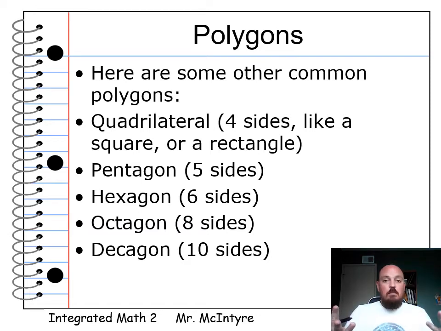Now, there's a name for every single one of them. Like a 7-sided polygon is called a septagon, and a 9-sided is a nonagon. But these ones that I've listed on the slide are the most common ones, and those are the ones that I think you should know. So if we're talking about some activity or in the middle of notes or something and I say octagon, I want you to immediately know I'm talking about a shape with 8 sides.